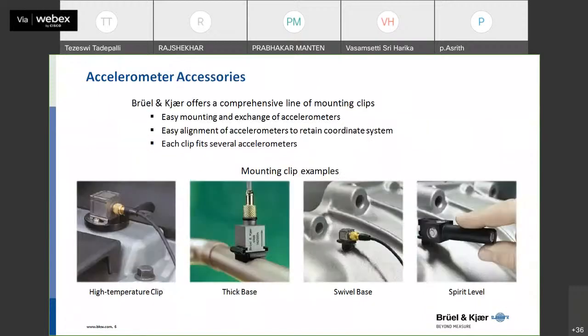So then you are looking at also different clips. Depending on the structure to be mounted, you have high temperature clips used in engines. You have a thick base used on pipes. You have a swivel base wherein it could be on curved surfaces. The spirit level is also there to check that the accelerometer is absolutely flat on the surface and the transverse sensitivity effect is minimized.